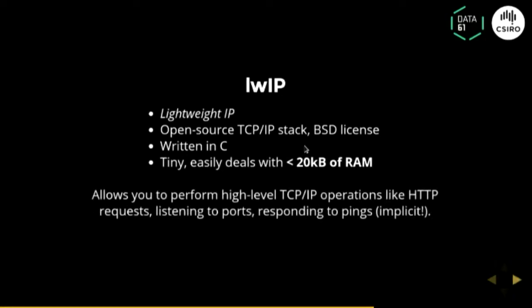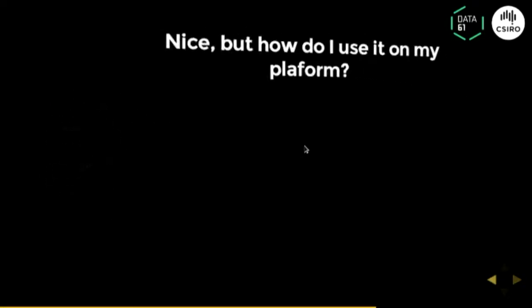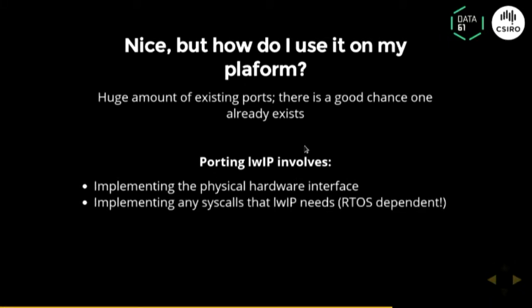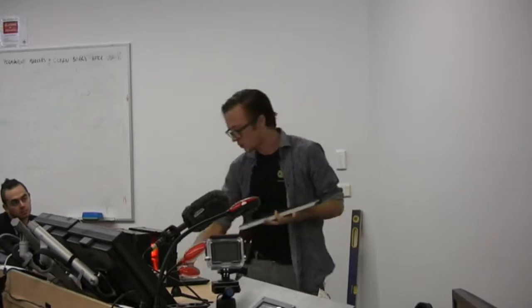All right. Now, here is some information about lwIP. It is ridiculously tiny, and it allows you to do things like send HTTP requests, respond to pings, listening to things, just kind of normal internet-y things. But when you want to use lwIP on your platform, there's two things you have to do, which is what I was talking about earlier. You have to implement the physical layer, which is how the library talks to the physical Ethernet thing that sits on the chip. And the second thing is you have to implement things that lwIP needs.